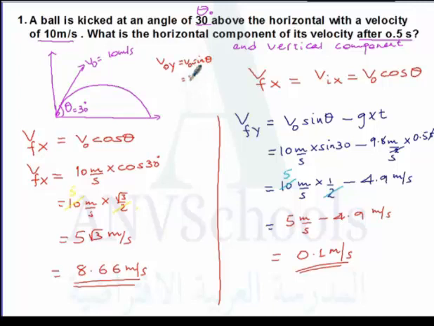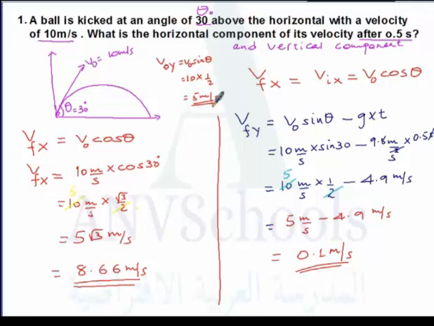That is, v naught is 10 multiplied by sine 30, which is half, so it is 5. So the initial vertical component of velocity was 5 meters per second. So 0.5 seconds later, the velocity decreases to 0.1 meter per second, because it is under the effect of gravity. Gravity is pulling the object vertically downward.